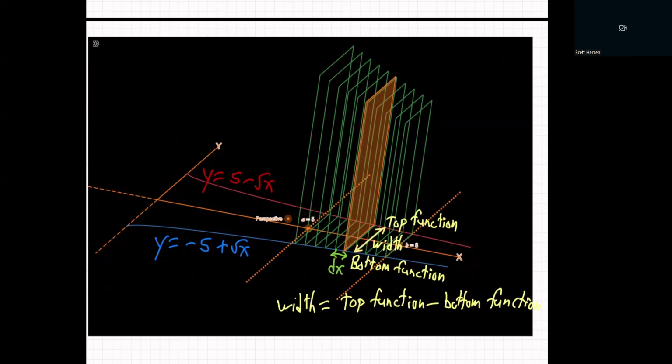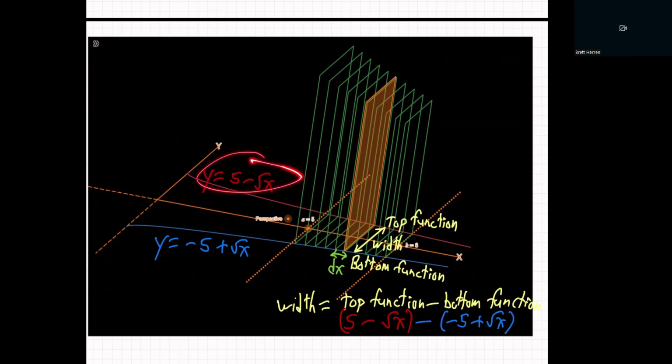Well, I've written in the width. It goes from the top function, the red one, down to the bottom function, the blue one. So the width is top function minus bottom function. So the width is going to be the top function, which is 5 minus root x, minus the bottom function, which is negative 5 plus root x.